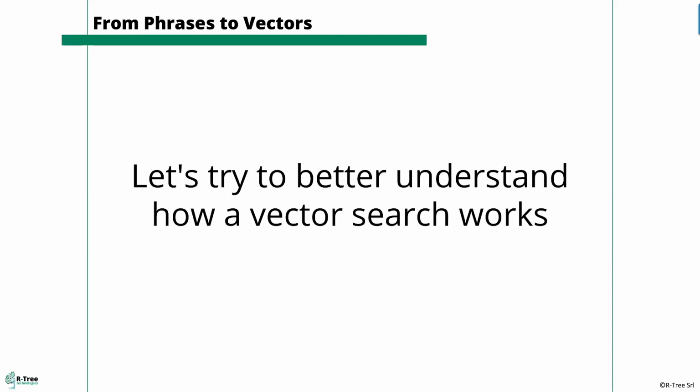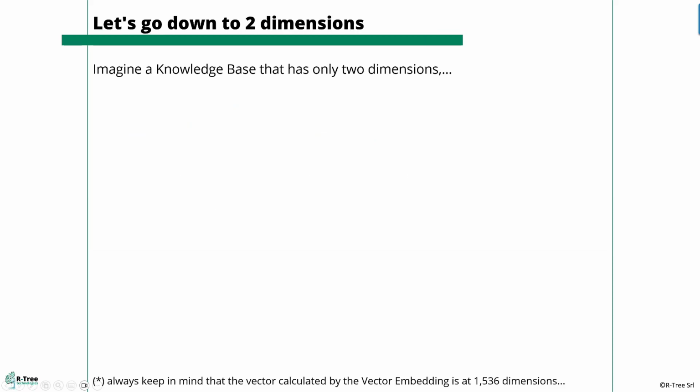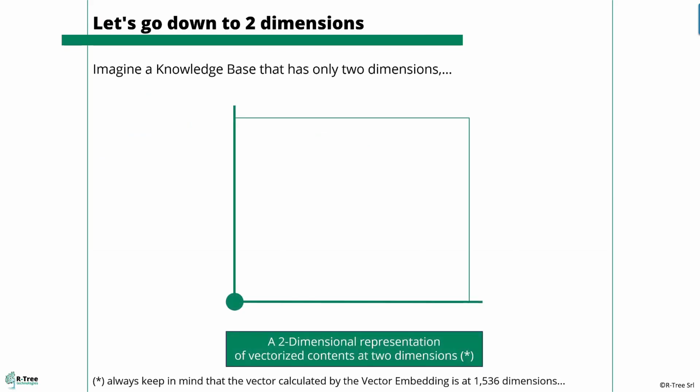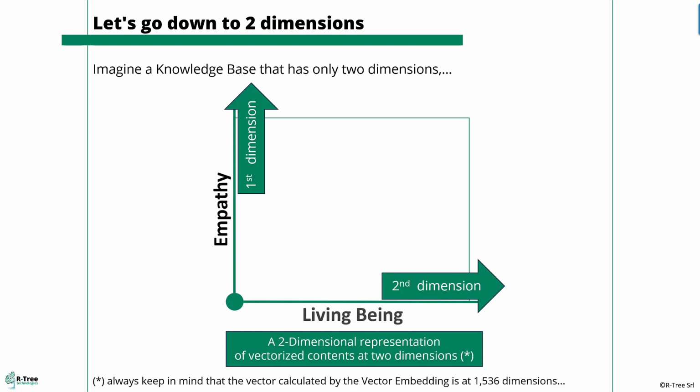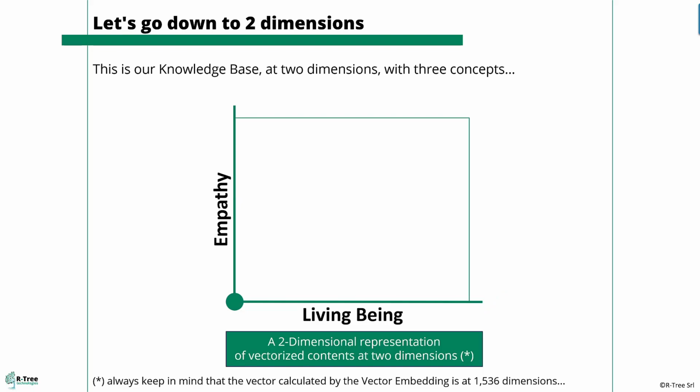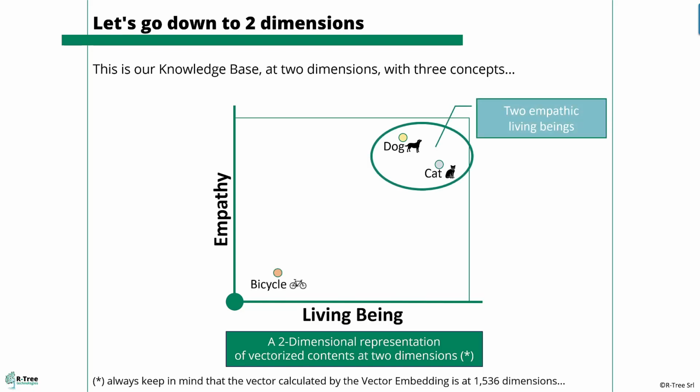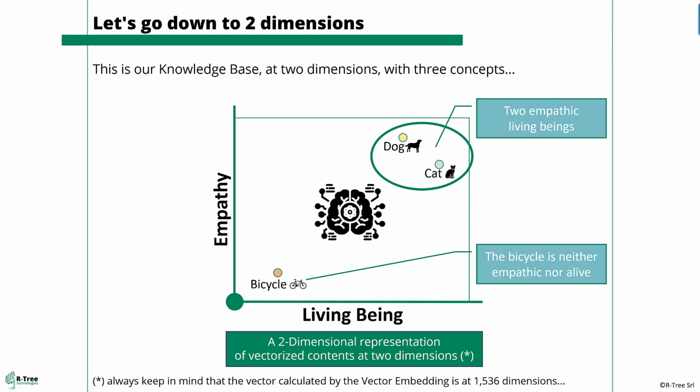Let's try to better understand how a vector search works. Imagine your knowledge base being vectorized with vectors that have only 2 dimensions: empathy and living being. Now we represent in this 2-dimensional space the concepts of cat, dog, and bicycle. The result? We find that the dog and the cat seem to have been put close together because they are both empathetic living beings, while the bicycle stands far away because it is neither a living being nor empathetic. It almost seems like AI has really understood the deep meaning of those concepts. We will see soon that it is not quite so.